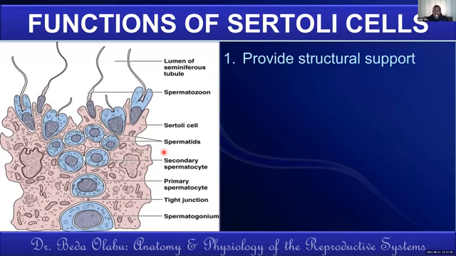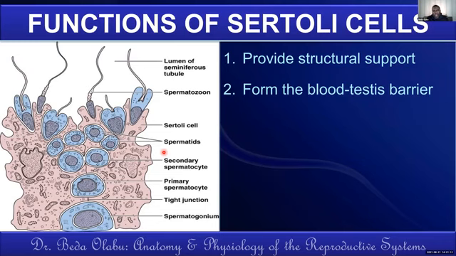They provide structural support to the developing sperms, which means that they basically hold the sperms. They also establish the blood-testicular barrier. And this ensures that the various components of blood, some of them not very good for development of sperms, are prevented from reaching the sperms. There's a barrier between blood and the sperms, and that's what we call the blood-testicular barrier.